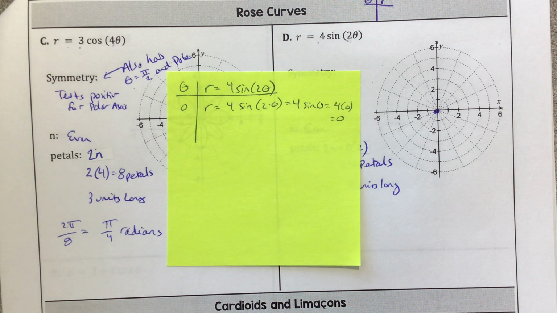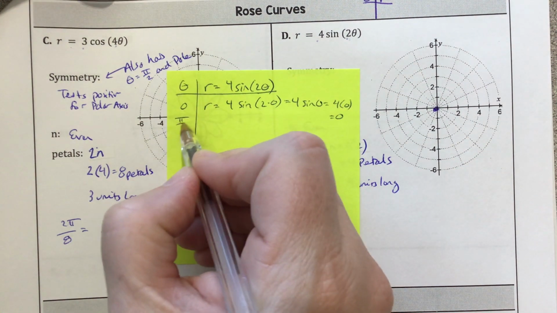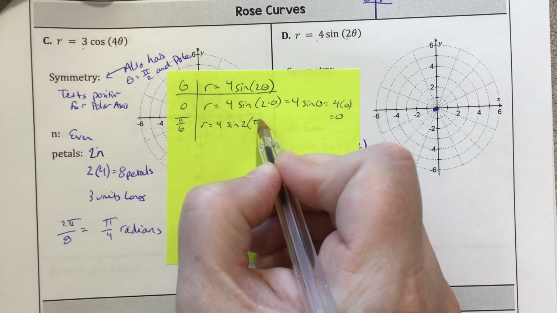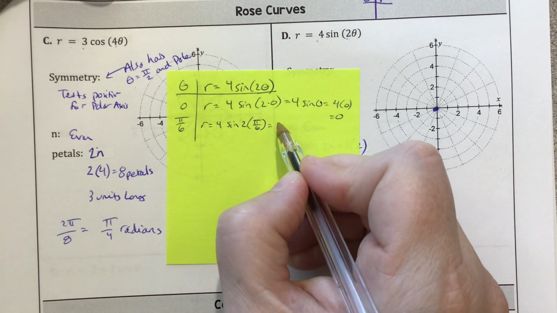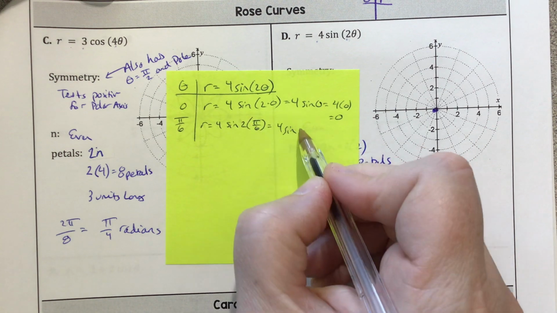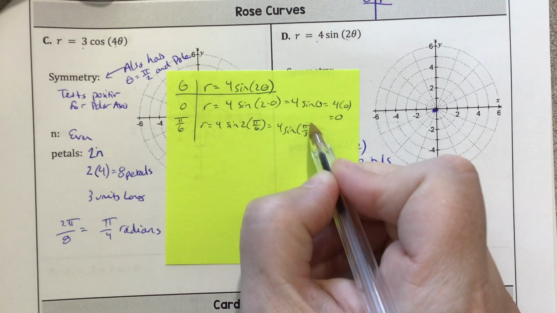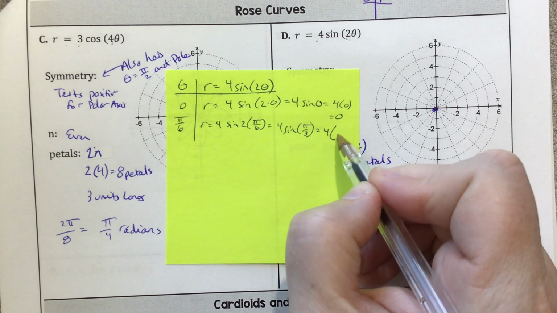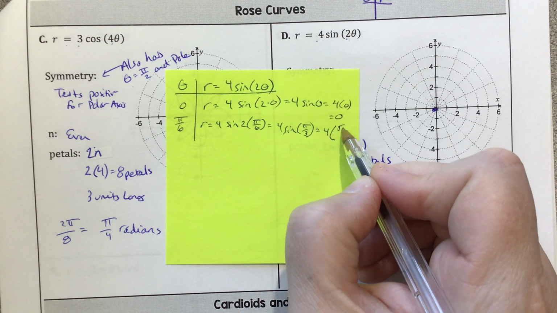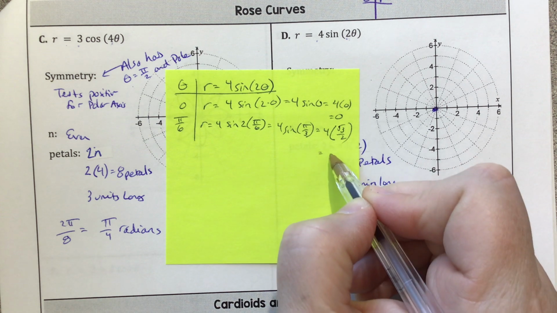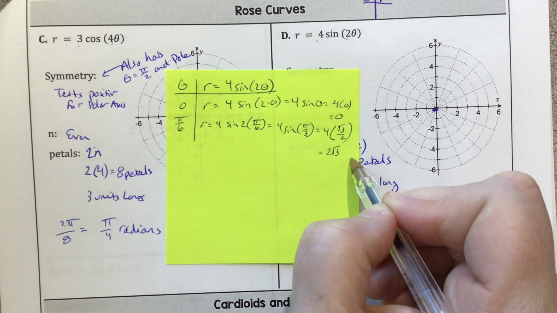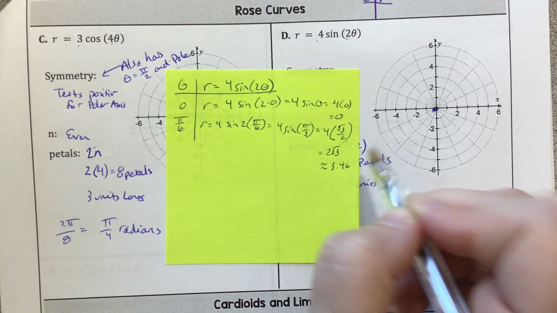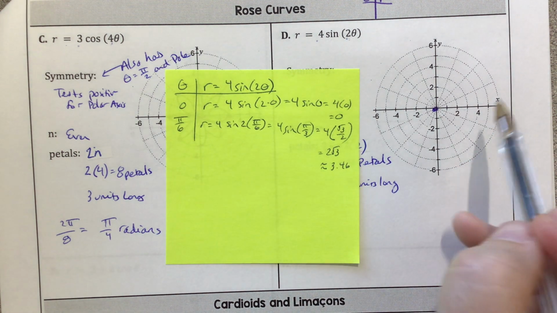All right, let's try pi over 6. R equals 4 times the sine of 2 times pi over 6. That's 4 times the sine of pi over 3, since 2 times pi over 6 is pi over 3. Sine of pi over 3 is square root of 3 over 2, so that's 2 square roots of 3. If I grab my calculator, I'll find that's approximately 3.46. So I'm going to go on pi over 6.